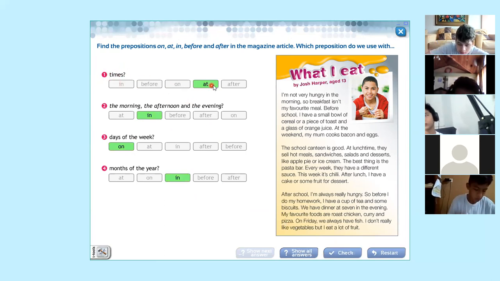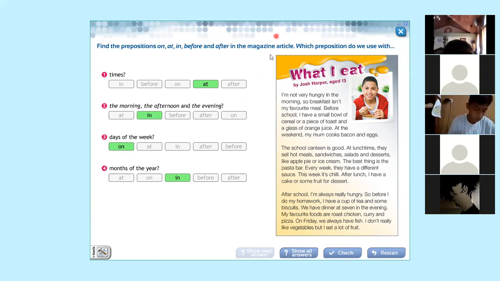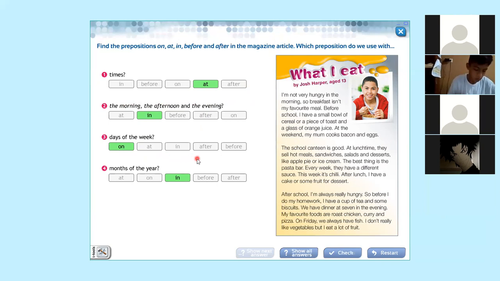When you talk about times, you say at 4, at 5, at 6. In the morning, in the afternoon, in the evening. At night is the only one that you have with at. Days of the week: on Monday, on Tuesday, on Sunday, on Wednesday. In November, in December, in January. Those are the forms. Correct the errors quickly.